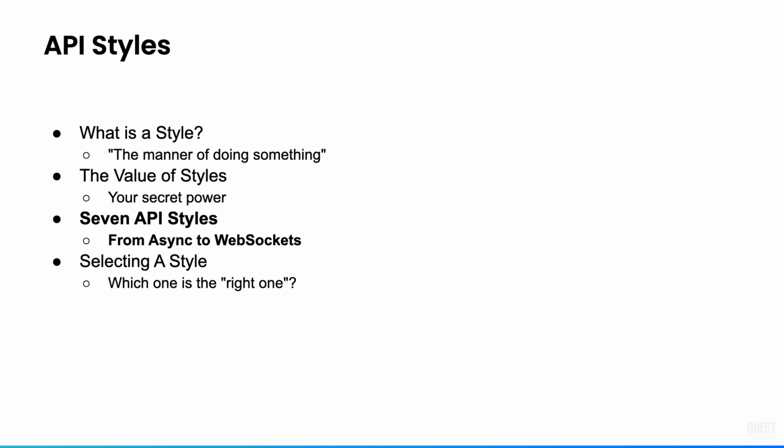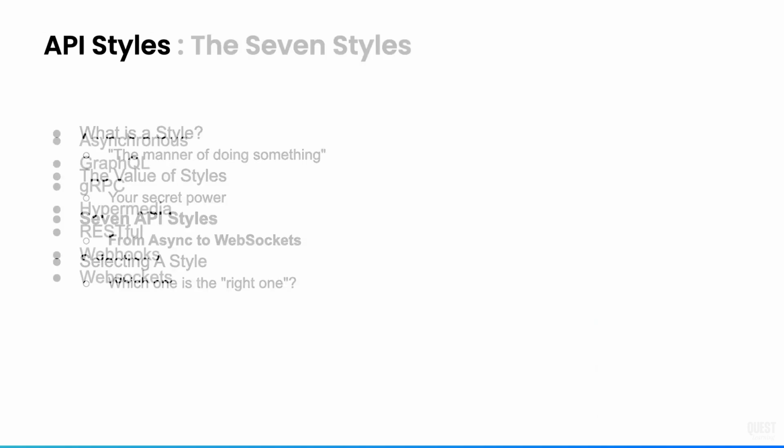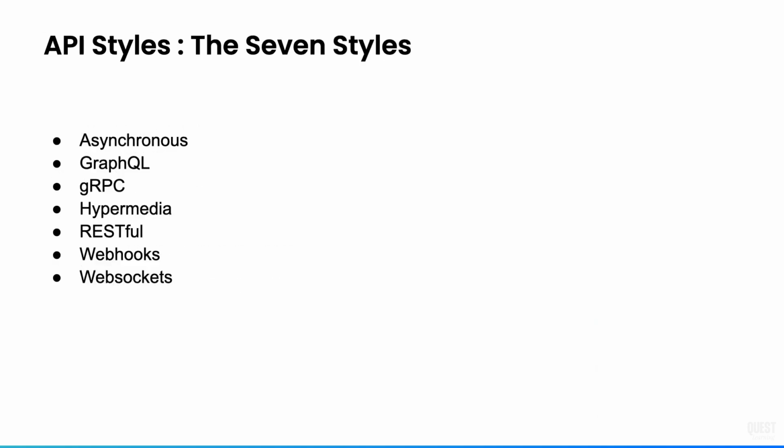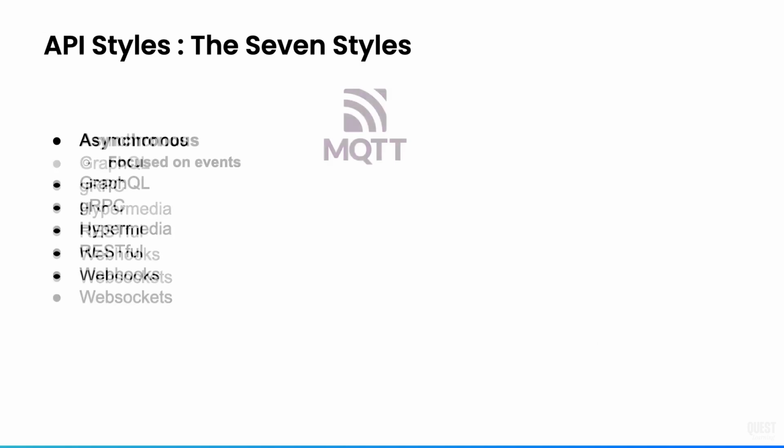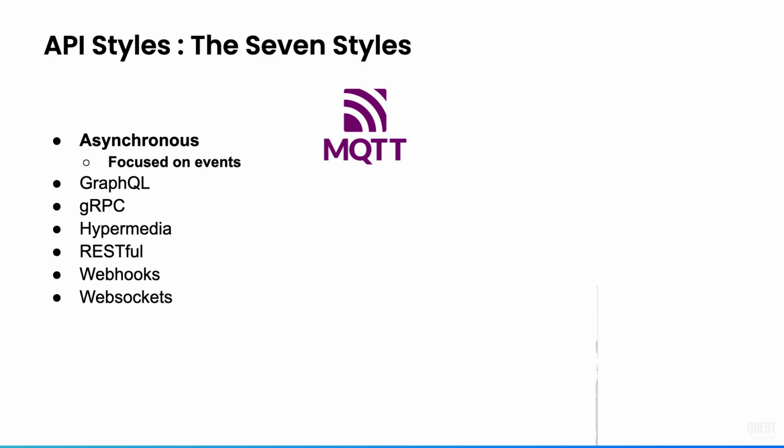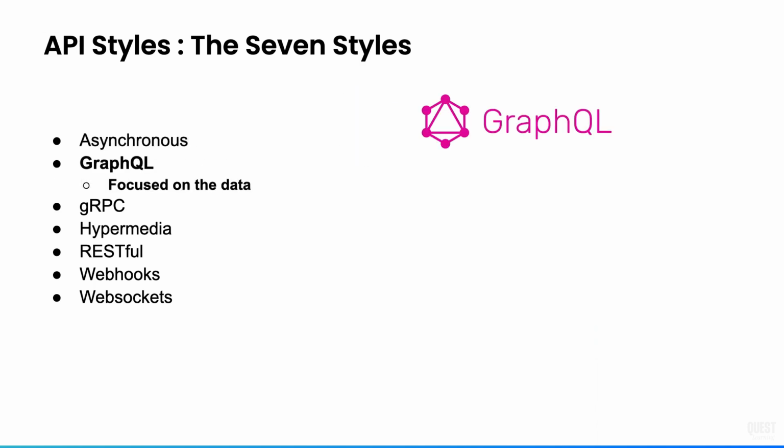What is a style that we should be talking about? I'm going to focus on 7 styles in this course, from async to Websockets. And here they are: asynchronous, GraphQL, gRPC, Hypermedia, RESTful, Webhooks, and Websockets. They each have a unique aspect to them. Asynchronous APIs are great when you want to focus on events, whether they're mechanical events such as opening doors and windows or temperature gauges or things like that, or they're people logging in and logging out and checking out of a shopping cart or something like that. Those are all events. If you want to focus on events, this is the one you want.